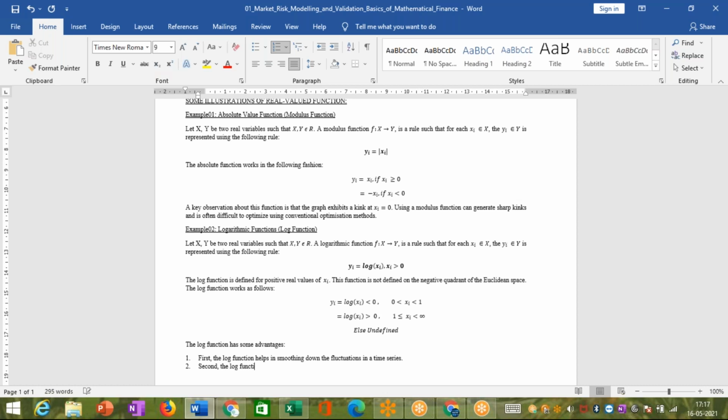The second is the log function is useful for capturing percentage changes in variables. Right. So these are the two important characteristics that this log function would have. So let us try to look into certain dynamics. Okay. So let's try to look into an example.